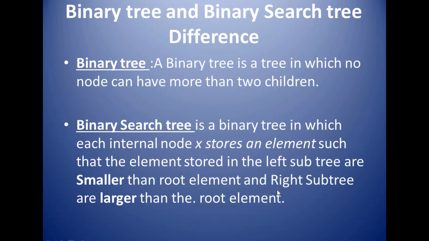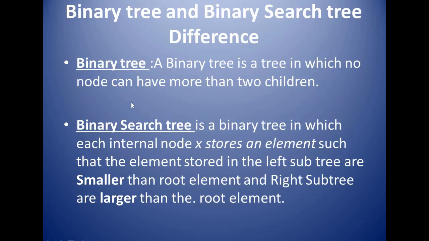Next, we move on to the tree concept, nonlinear data structure. First one is tree. Tree is a collection of arrangement of elements in a nonlinear way. So there are two types of tree. One is binary tree and binary search tree. Binary tree. What do you mean by binary? Binary means two. Already we know that a binary tree is a tree in which no node can have more than two children. That is binary tree.